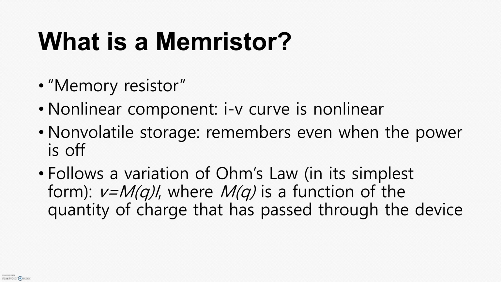So that M of Q is not a constant. It is actually a function, and M of Q is the function of the quantity of charge that has passed through the device. So since it's a function, the values will vary, which is very unlike the regular resistor that only has one resistor value at a time.